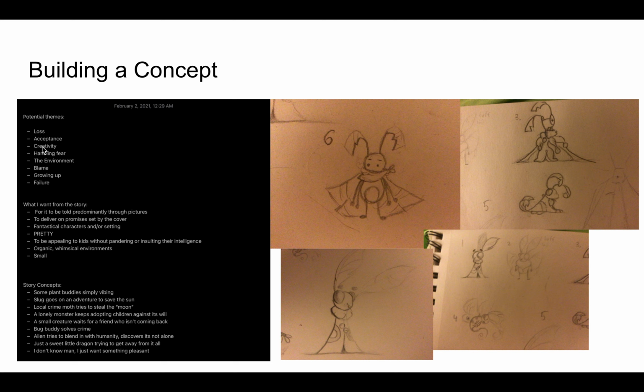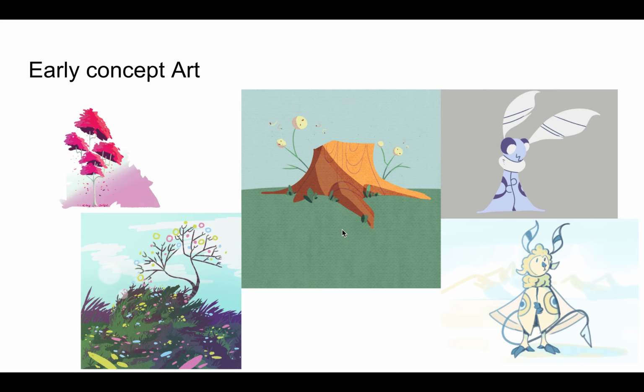So here I laid out potential themes, what I wanted to have be told in the story, and some concepts. Here are some early designs for the main character, and some early concept art, some potential scenes and styles, and some different ways to draw the main character.